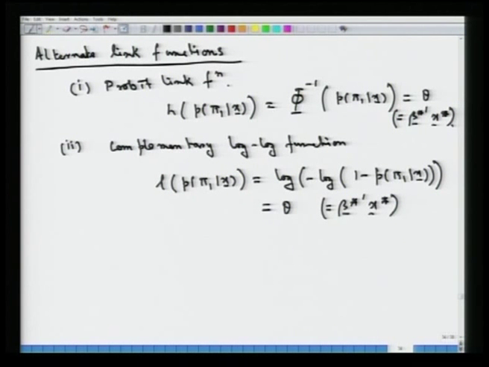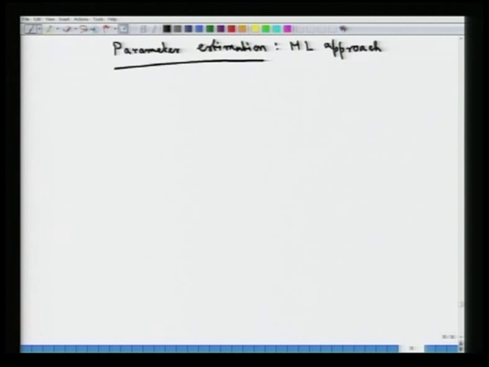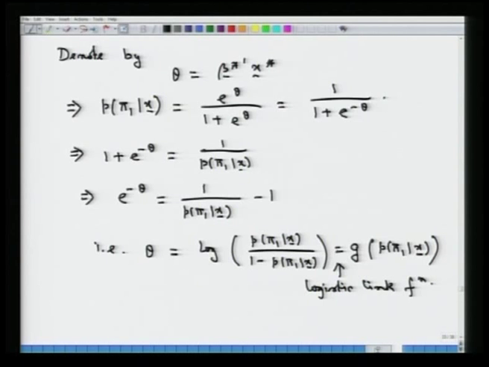Now, let us talk a little bit about parameter estimation. The method of parameter estimation usually adopted in such a situation is the method of maximum likelihood. Let us still look at that simple formulation where we have two possibilities, 0 and 1, as in the previous setup that we discussed.